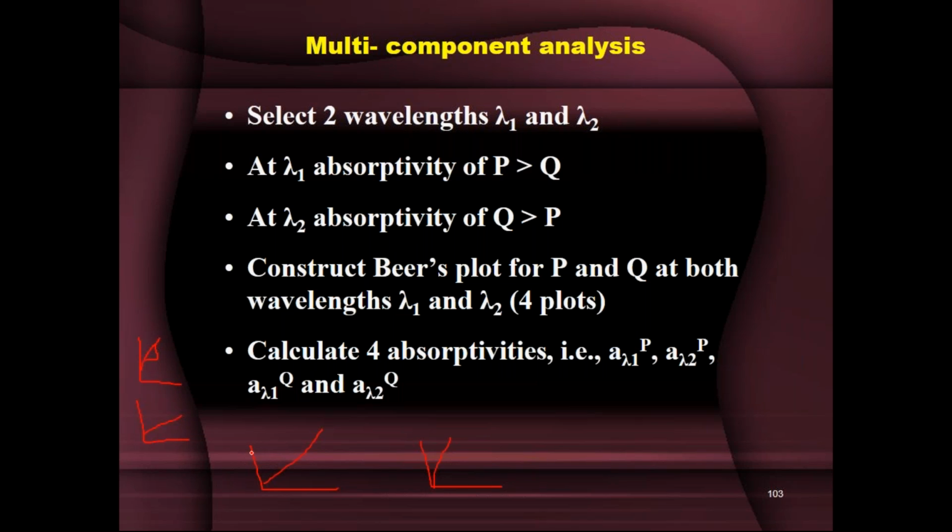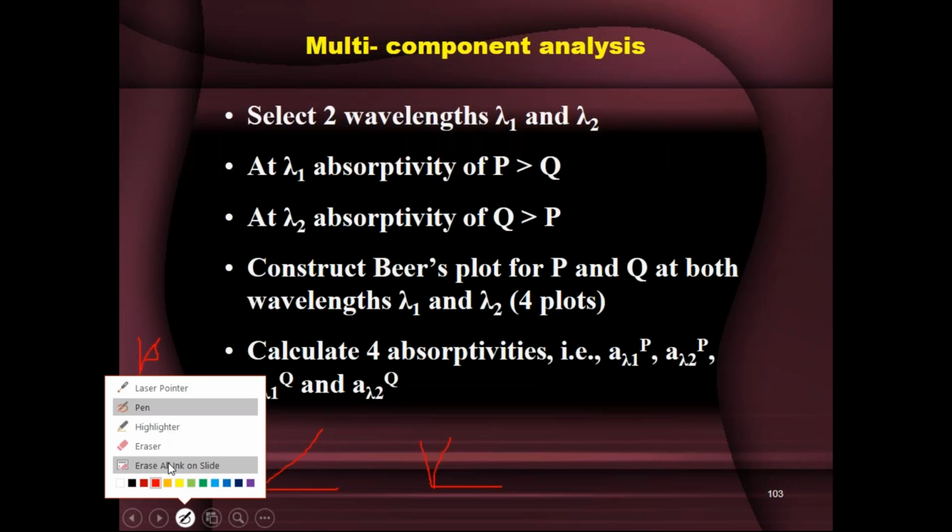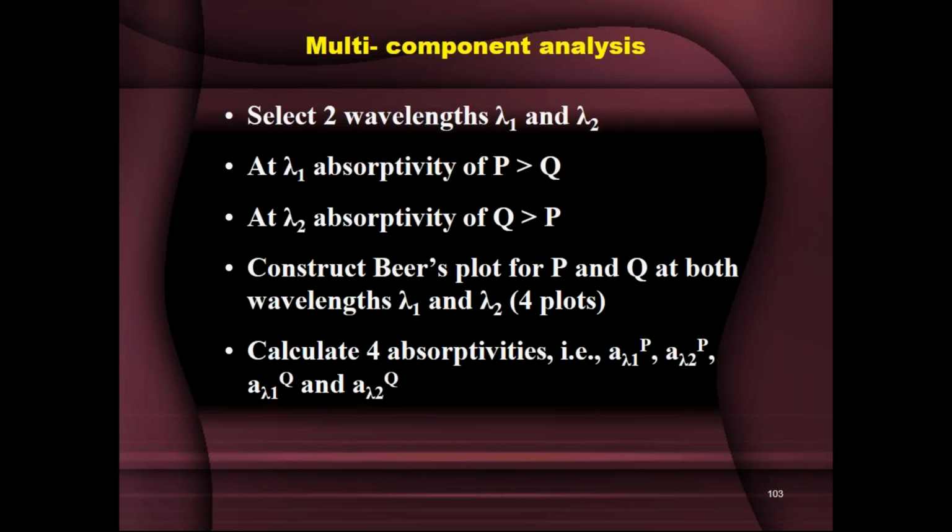This is at lambda 1 for Q. So the slope will give you A Q at lambda 1. And this is the curve at lambda 2 for Q, and the slope will give A Q at lambda 2. So now you get 4 absorptivities. I hope that is clear to all. So now we go further.